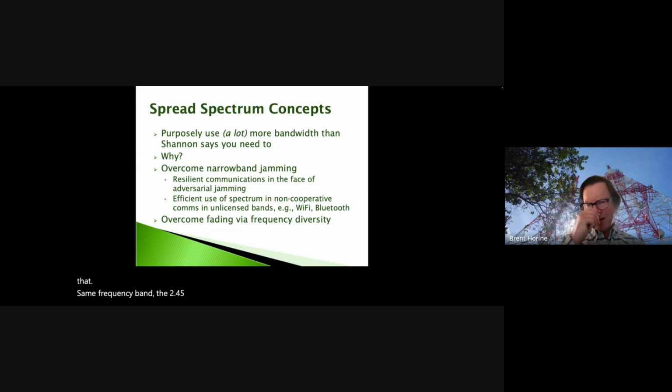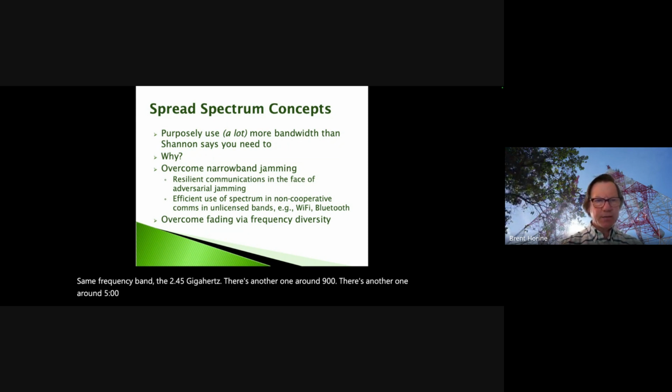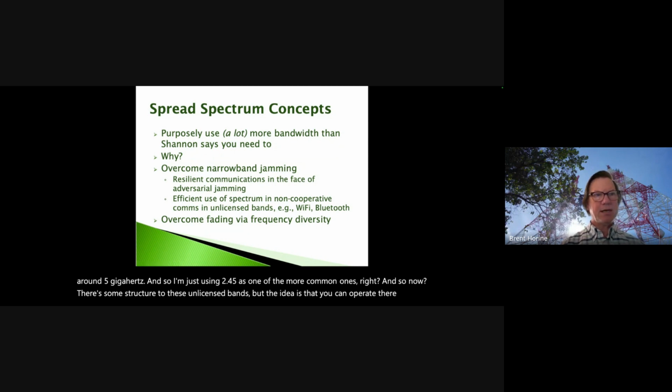There's another one around 900 megahertz. There's another one around 5 gigahertz. And so I'm just using 2.45 as one of the more common ones, right? And so there's some structure to these unlicensed bands, but the idea is that you can operate there, but you have to accept interference from anyone else, right?